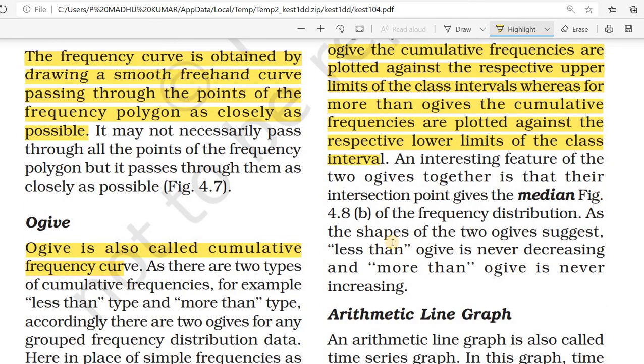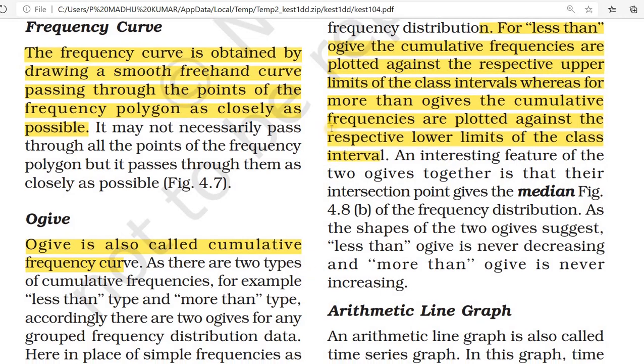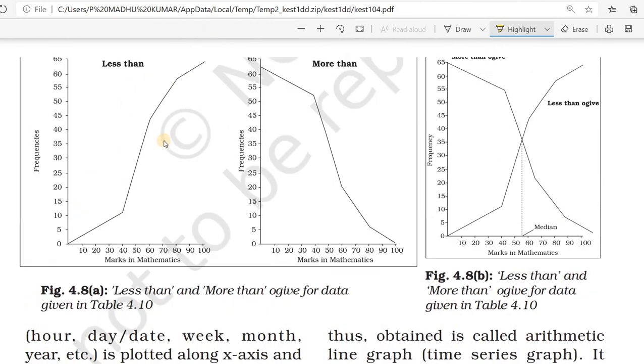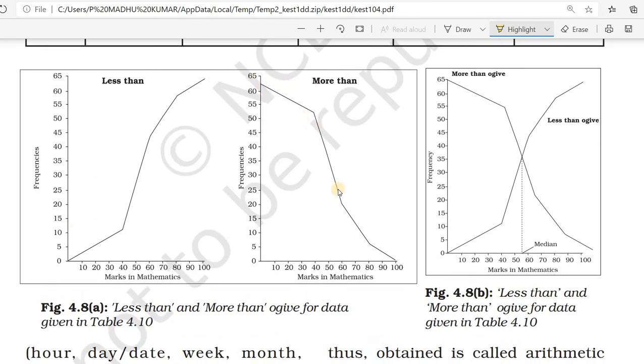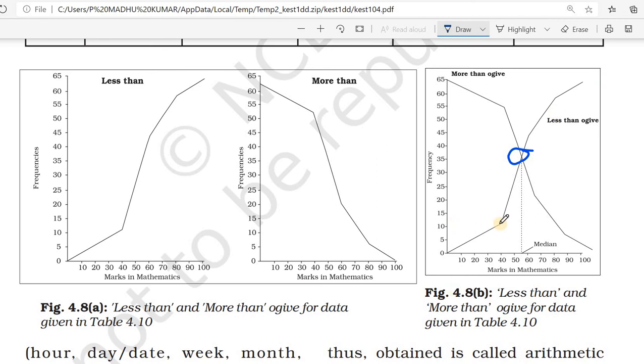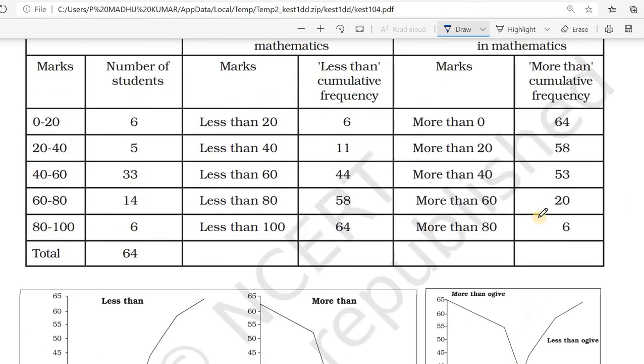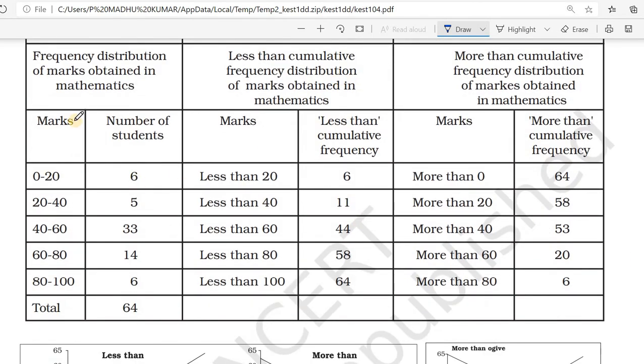Then when we join the less than ogive and the more than ogive, we get a diagram. You can see here, this is the less than ogive and this is the more than ogive. When we plot them on the same graph, you will get an intersection point. This point is the median. Okay, here you can see the number of students and the frequency distribution.